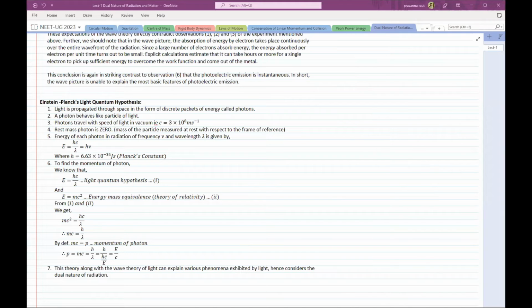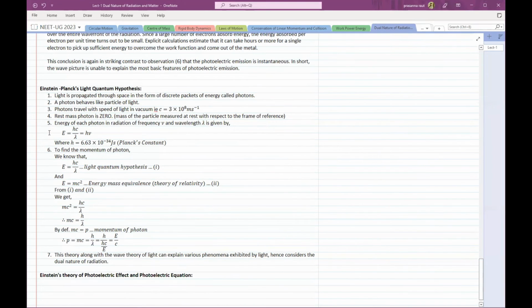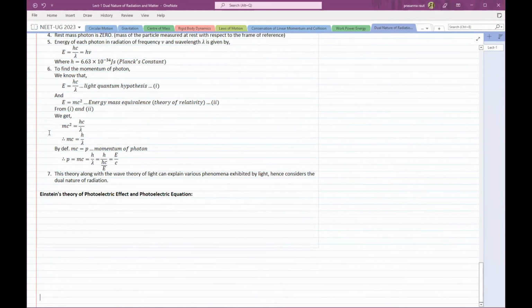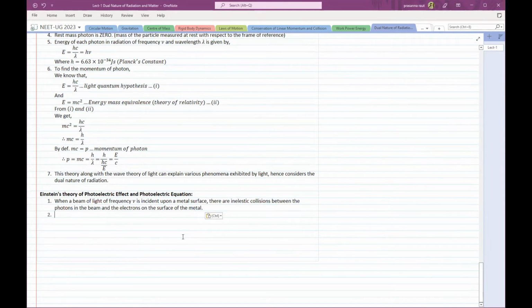So what Einstein did, he used this hypothesis to explain how photoelectric emission takes place from metal surface. So let's consider this now. This is called Einstein's theory of photoelectric effect and photoelectric equation. So what Einstein assumed now, when a beam of light of frequency nu is incident upon a metal surface, there are inelastic collisions between the photons in the beam and electrons on the surface of metal.